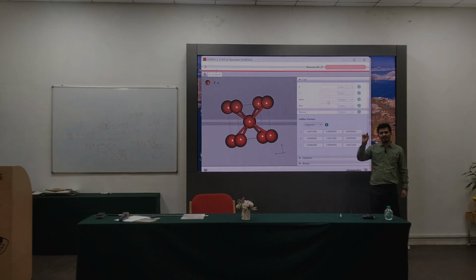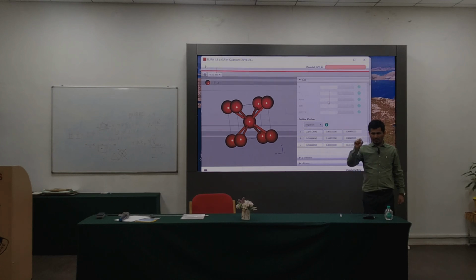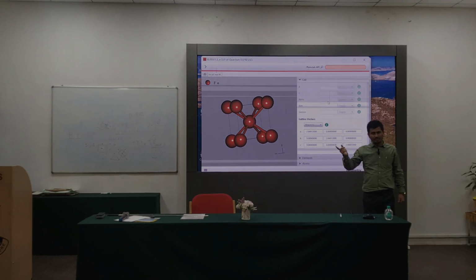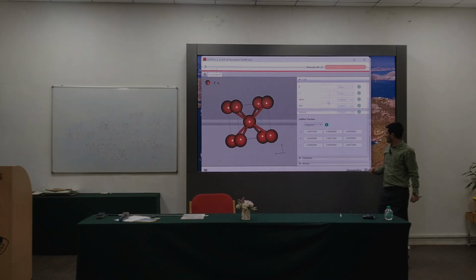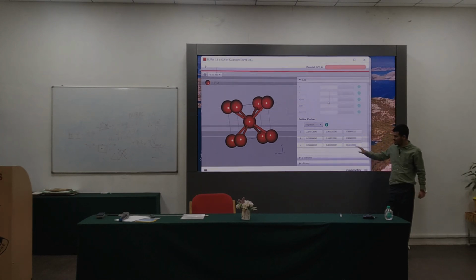What is the orthorhombic lattice parameter? How does it look? A equals B. Now, A not equals B, not equals C. For tetragonal, A equals B, not equals C. Correct? So for tetragonal, only the change will be here. So that is in your hand now. You can change it. I can change it.